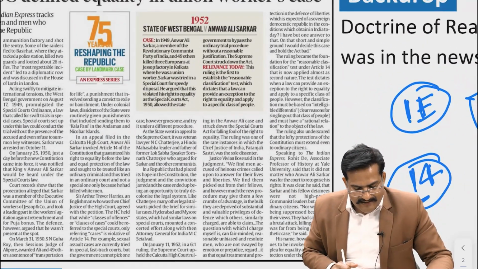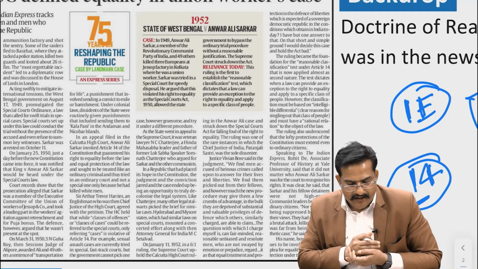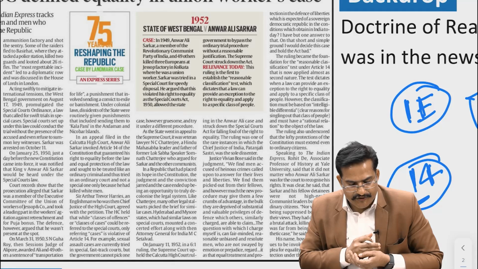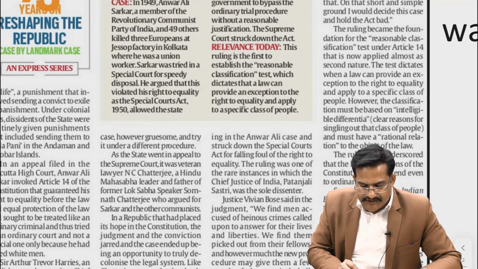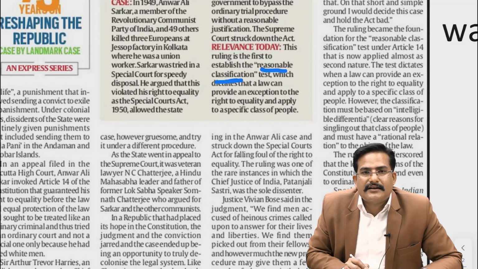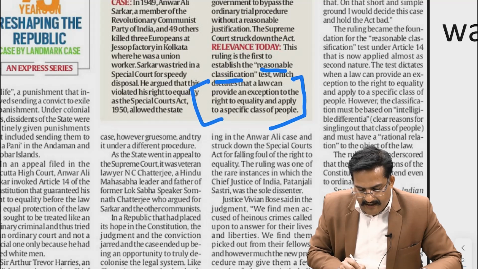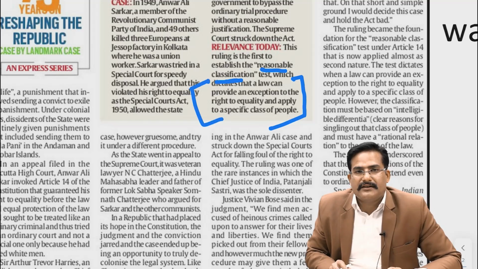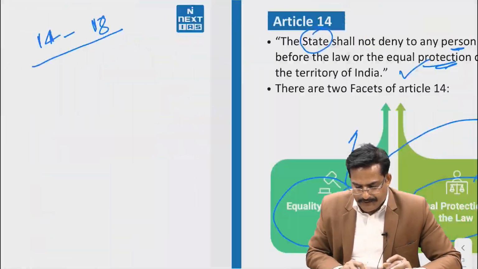The article is written very beautifully, and it is related to the State of Bengal versus Anwar Ali Sarkar case, 1952. Why is it relevant? Because this ruling is the first to establish reasonable classification. It led to the reasonable classification test, which declared that a law can provide an exception to the right to equality and apply it to a specific class of people. This is the basic idea behind discussing the entire article. Hope it is clear to you, right?